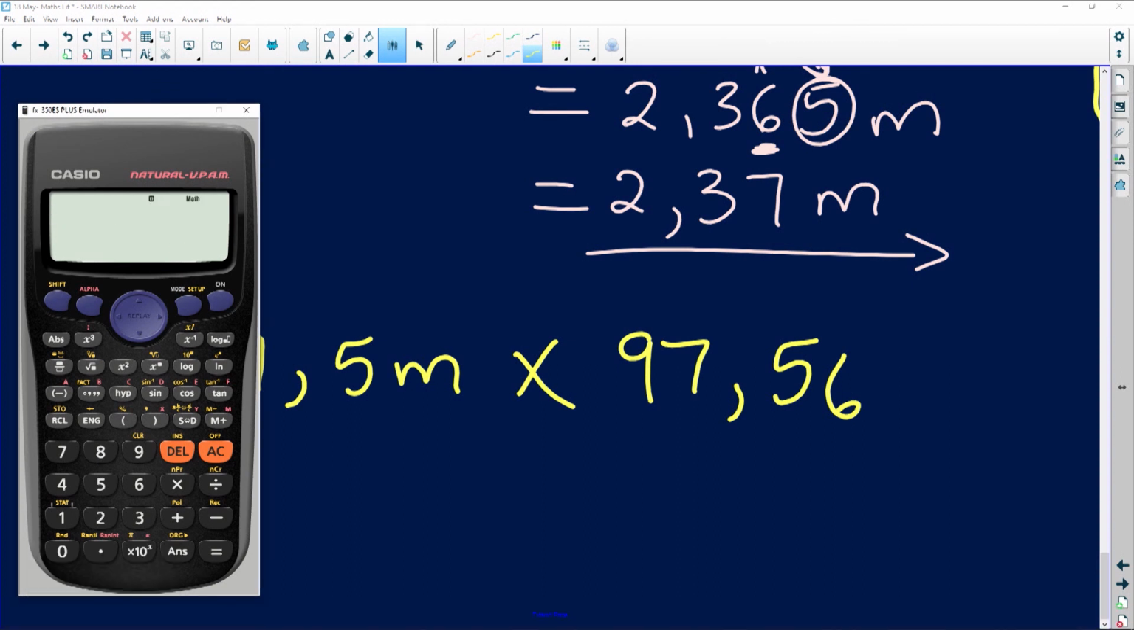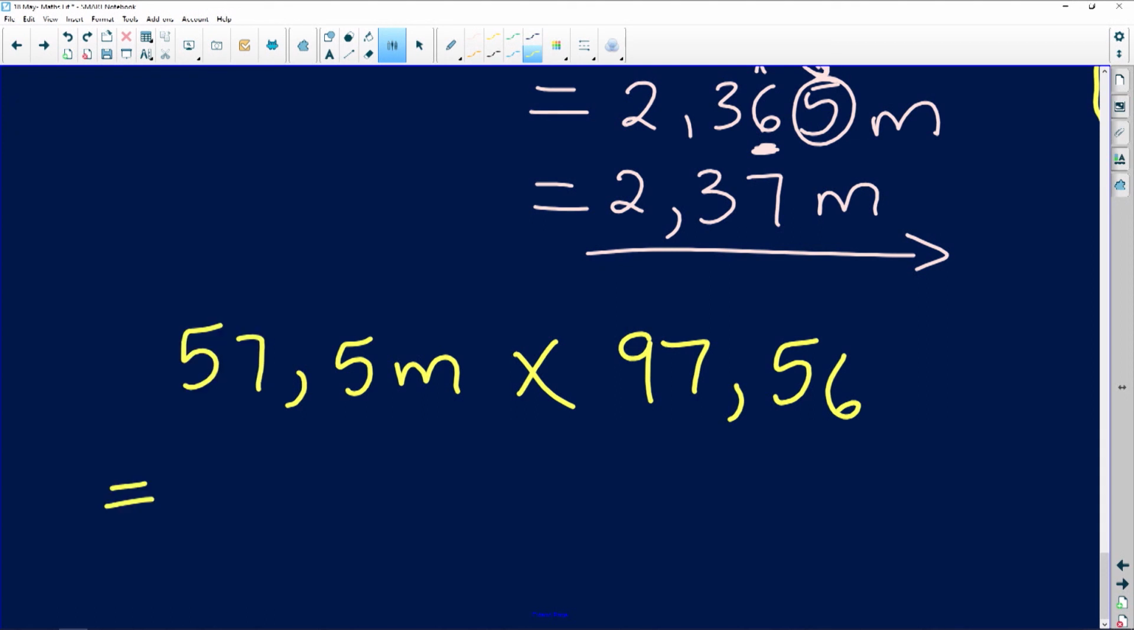Start from scratch. It's going to be 57.5 times 97.56, which is then going to give us, remember your unit of measurement, because if you're not giving me the rands, then you're just giving me a number. And a number could literally be anything. It could be kilometers. It could be whatever the case is.